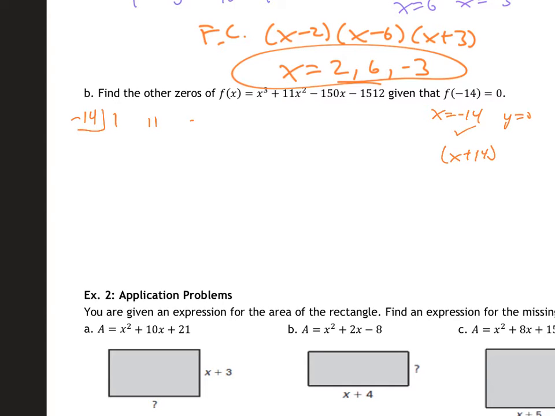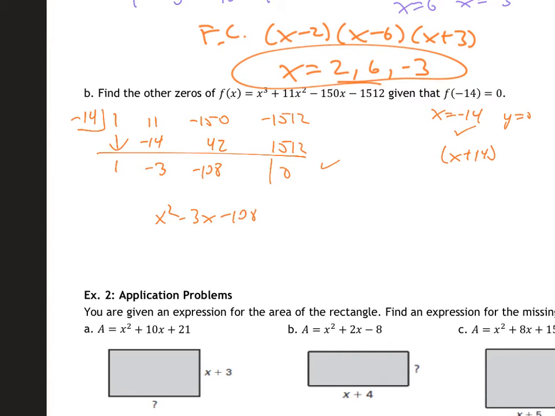So 1, 11, negative 150, negative 1512. Don't freak out about the big number. So bring down the 1 times negative 14, you just get a negative 3. Negative 3 times negative 14 is 42. So that gives me a negative 108. Times negative 14 is positive 1512. It should check out. So you're left here with x squared minus 3x minus 108.